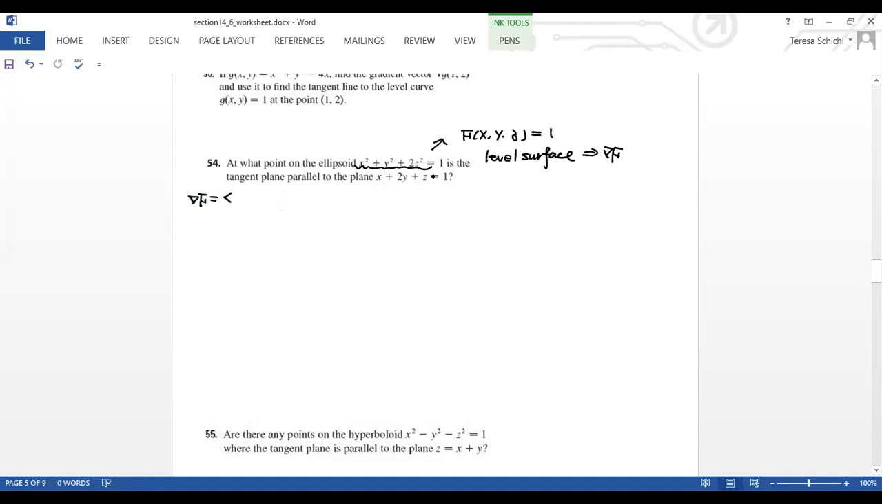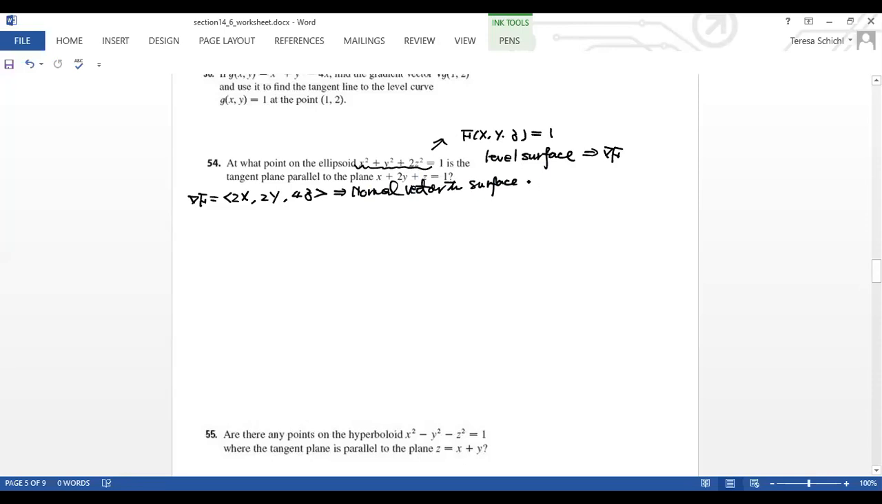So I have 3 gradient components, right? So it's Fx, Fy, and Fz. So this will be 2x, partial y is 2y, and 4z here. So this is what we know as the gradient vector. This is the normal vector to the surface, right? Like we talked about, it's kind of like the line sticking out, perpendicular to the surface.